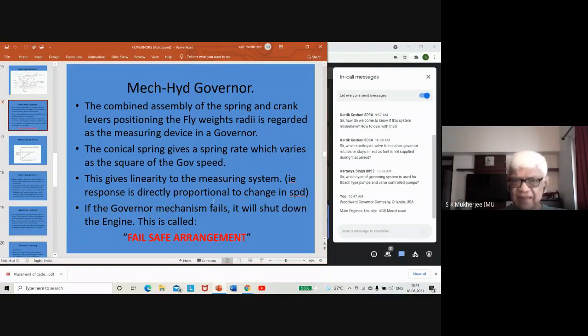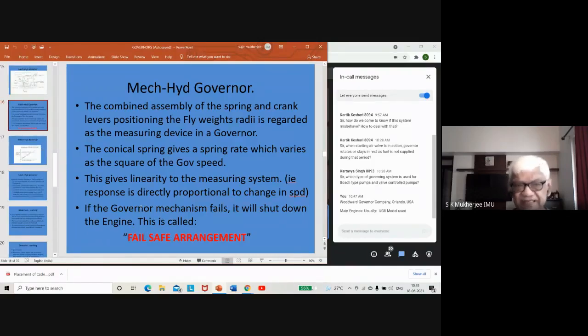The conical spring gives the spring rate, which varies as the square of the governor speed. You see, the control action has to be in proportion to the speed. So there has to be some linearity. It is not that one third of my movement will give two thirds of that movement and vice versa. That should not be the case. It should be proportional. This gives linearity to the measuring system. That means response is directly proportional to the change in speed.